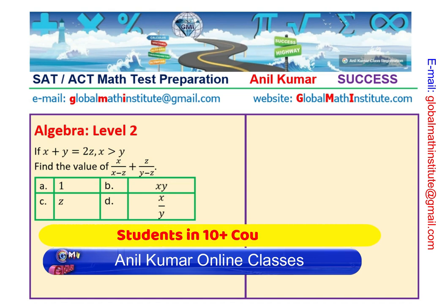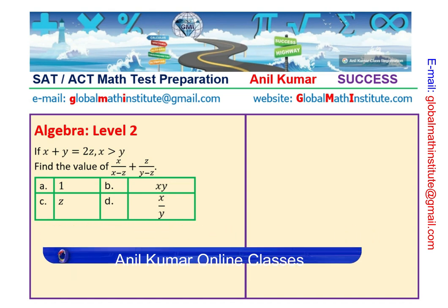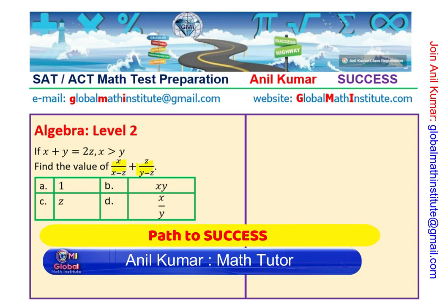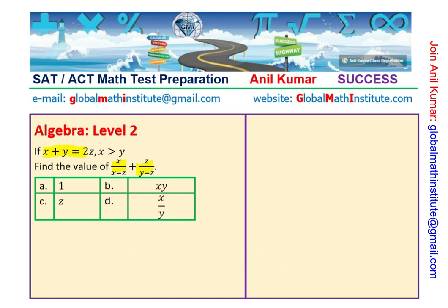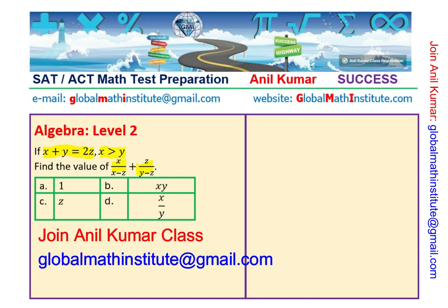Now, here is the second question. We are calling it level 2. As you can see, we have rational terms, two of them. We are given a condition that x plus y is 2z, right? And x is greater than y. What is the value of x over x minus z plus z over y minus z?